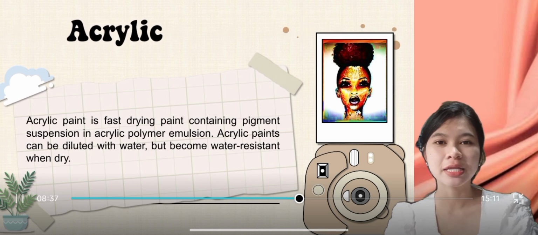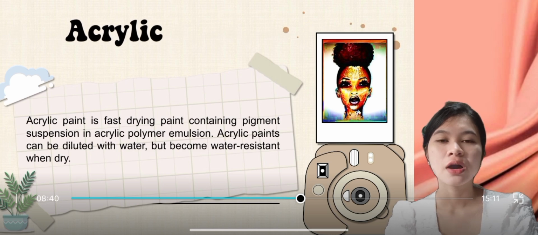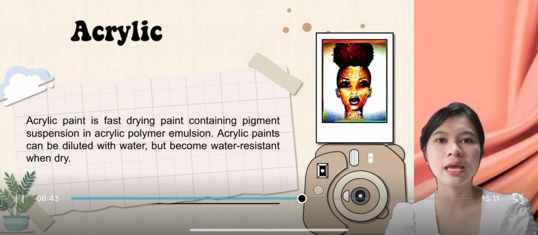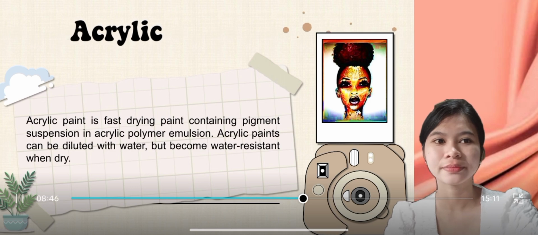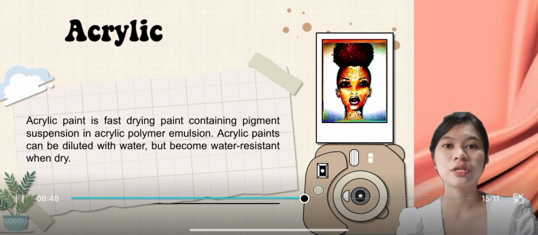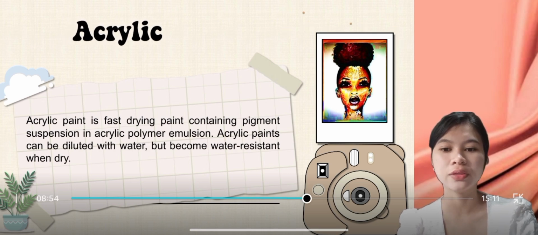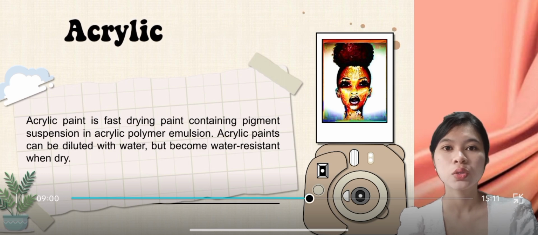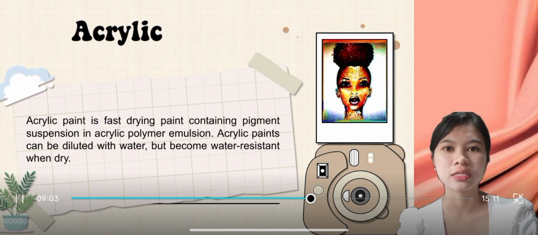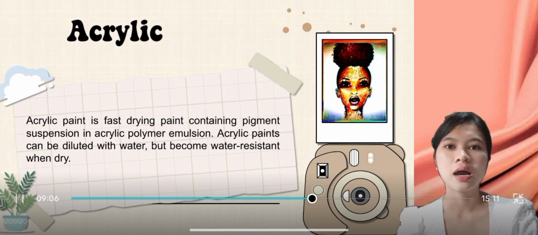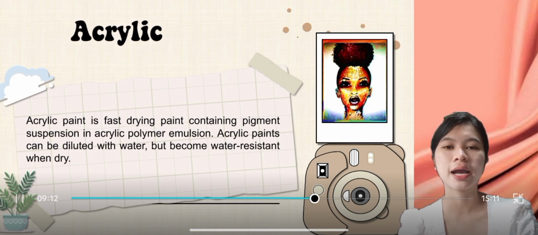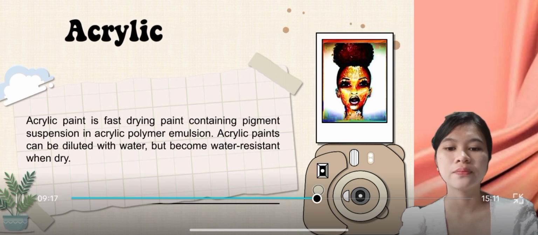Meaning to say, the acrylic is made of tiny particles of acrylic resin and pigments. Acrylic is water soluble and it becomes water resistant once dry, and also it can be thinned with water or acrylic medium to achieve different effects. So there are many surfaces we can apply the acrylic paint on. We have here the canvas, either the wood or the MDF.